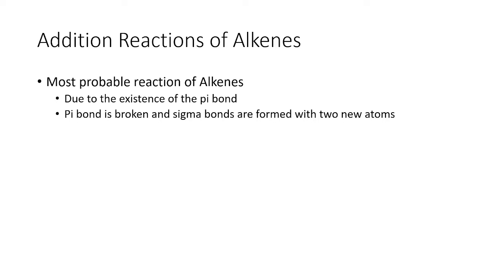And as you may have remembered, sigma bonds are the overlap between the orbitals where valence electrons are present around any atoms. So in that, most of the reactions that are involved in alkenes are what we call addition reactions.